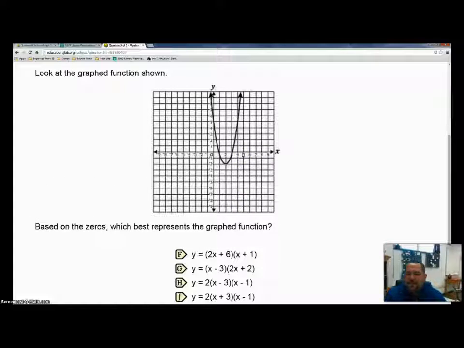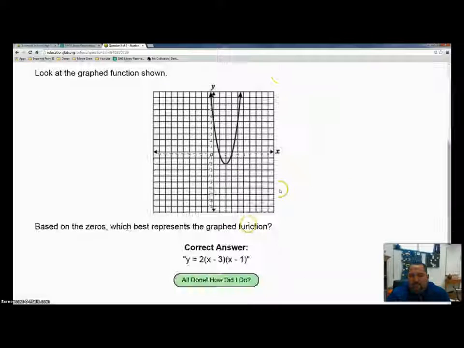Alright, now this is a topic that we haven't actually talked about. I'm glad this showed up. This is based on the zeros, which best represents the graph function. We can see here there's a 0 at 1 and a 0 at 3. Remember we talked about solutions are opposite of functions or factors. So 1 and 3 are my solutions, and that goes with x minus 3 and x minus 1. And so H is the best possible answer.